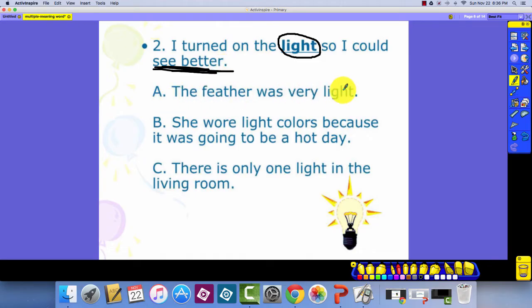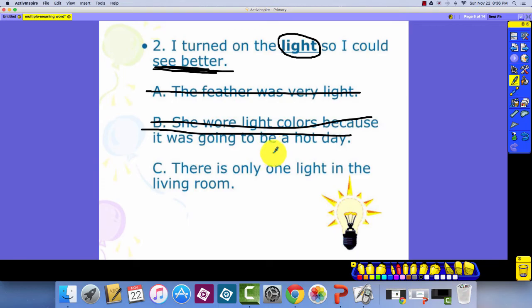So, the feather was very light. Well, in this case, they're talking about light as a weight. So this isn't the correct answer, okay? She's not talking about the weight of something, if something's heavy or light. She wore light colors because it was going to be a hot day. She doesn't mention anything about going outside and it being hot and her wearing a light green shirt or anything like that. So can't be that choice.